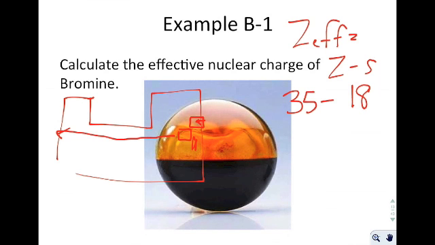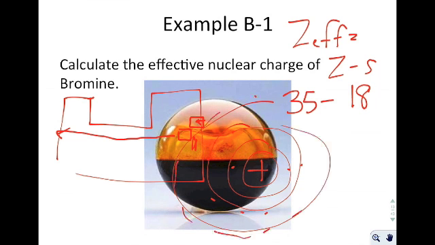Whenever you have a complete shell, like in a noble gas, that references the number of shielding electrons. So if you were to draw bromine, you'd have 2 electrons, 8 electrons, 18 electrons, a total of 18 electrons. Once you got to that point, now we're talking about the valence electrons. That's what we're trying to find the effective nuclear charge for.